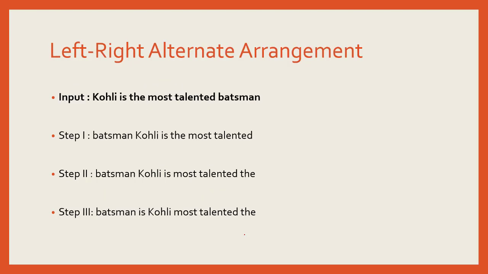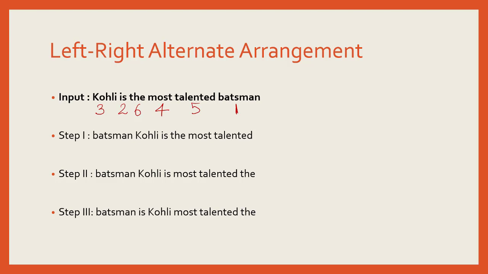Left and right alternate arrangement. So the input string is Kohli is the most talented batsman. Here if we arrange the words in the input string in alphabetical order, the first word should be batsman, second should be is, then Kohli, then most, talented, and the last one should be the. So this is the alphabetical order of these 6 words.